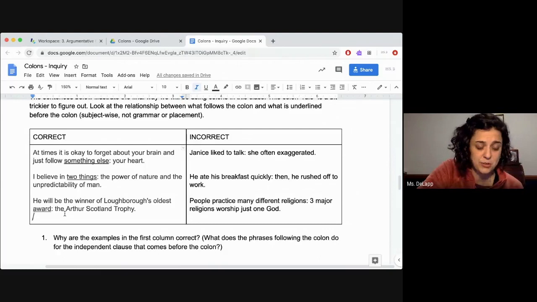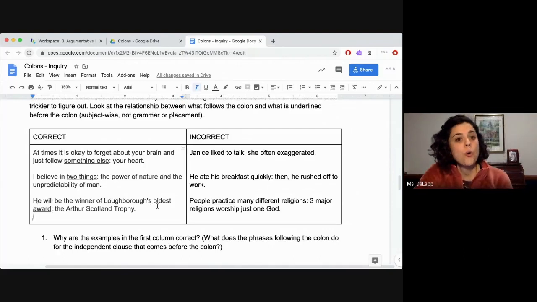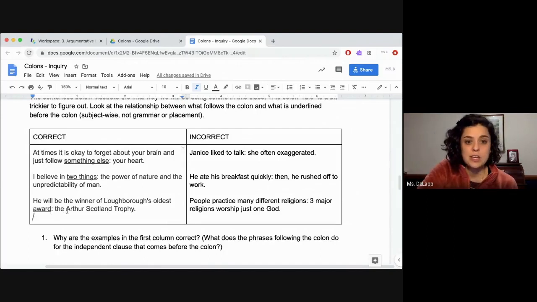The last correct usage, he will be the winner of Loughborough's oldest award: the Arthur Scotland Trophy. Again, I underlined the word award. I'm trying to draw your attention to award. Just looking at the correct column and thinking about what this rule may be, if I look at each of those things that I underlined, and then what comes after the colon, I have something else, your heart. 2 things, and then 2 things are named. Award, and then an award is named.